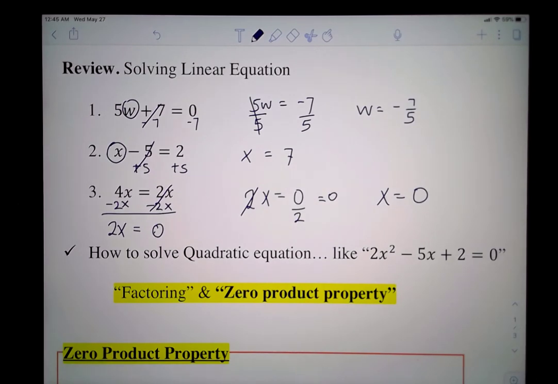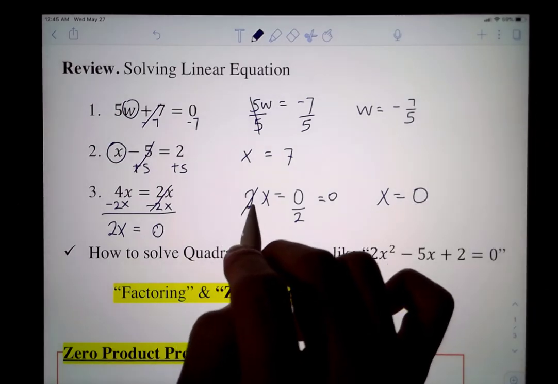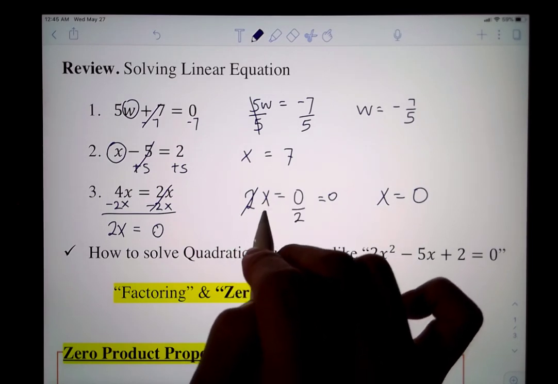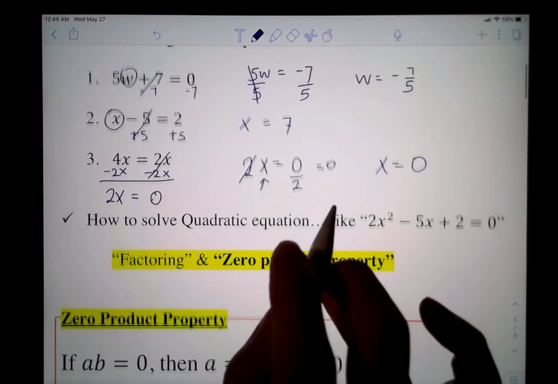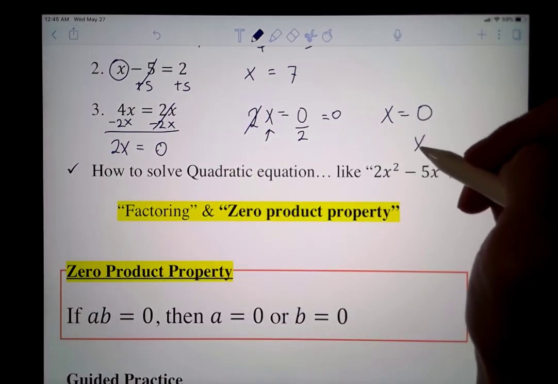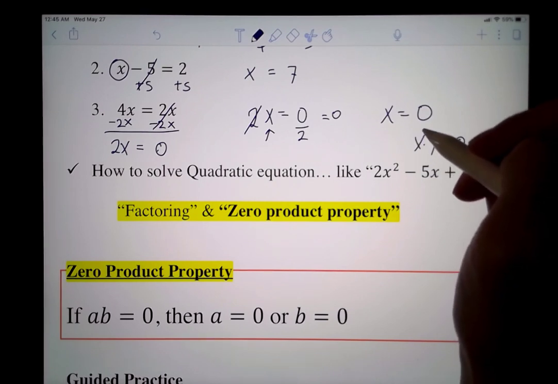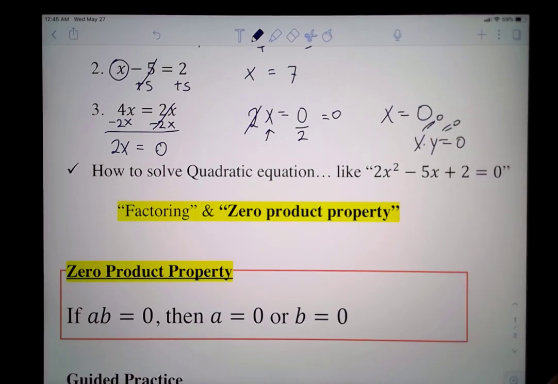But you know what? If you have any two numbers and the product is 0, think about it. You have something like 2 times x is 0, then definitely x is supposed to be 0, right? In this case, you know the other number is 2. But what if your two numbers are like this? x times y is 0. Then that means x is 0 or y is 0, right? It's kind of obvious, but we will learn about that one today.